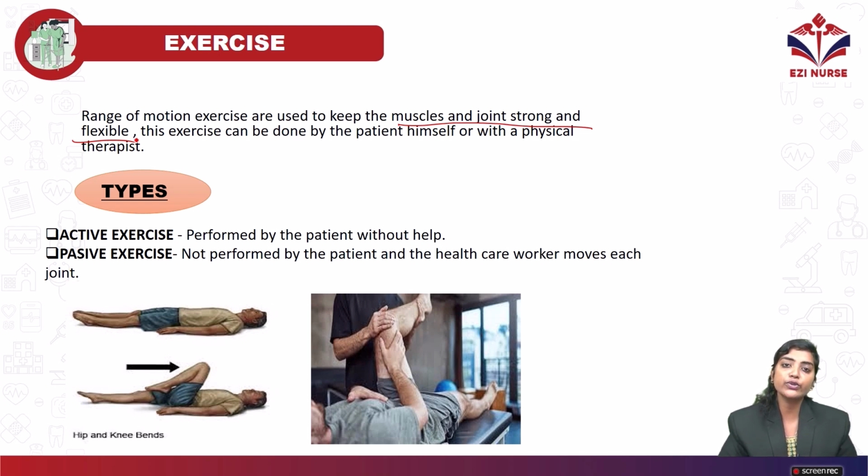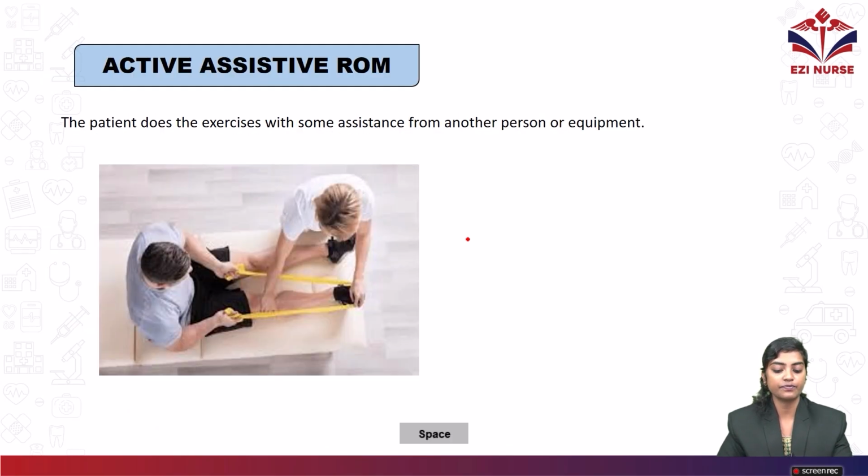There are two types: active exercise and passive exercise. Active exercise means it is performed by the patient without help. Whatever exercise a patient does without help, we call active exercises. Passive exercise means exercises the patient does with help, which the doctor will advise with help; we call those passive exercises.